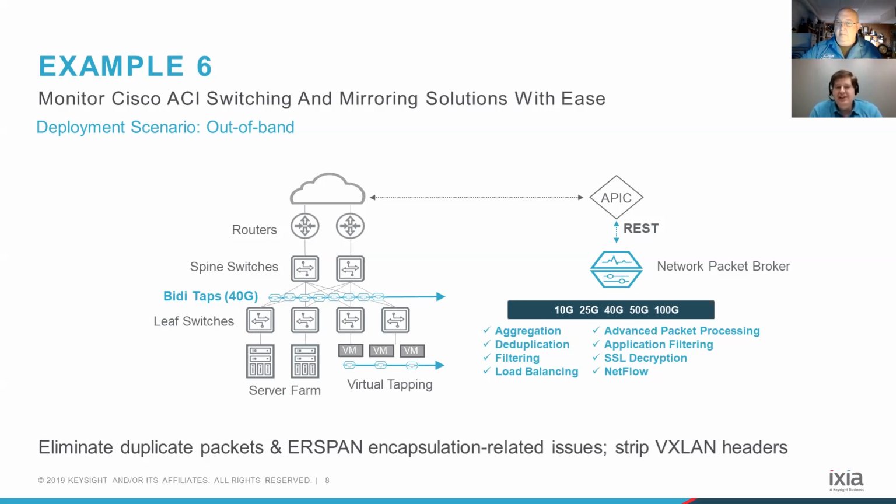And then you've got the ERSPAN encapsulation issues. You've got, like I said, the VXLAN headers and so forth. And the great thing is the packet broker just gets rid of a lot of that stuff for you. It makes it a lot easier to visualize your data.